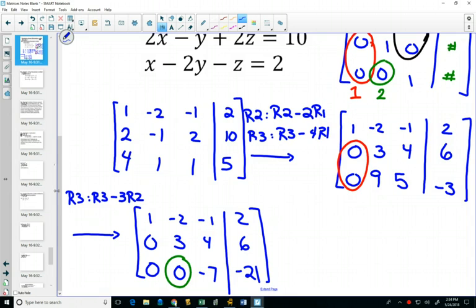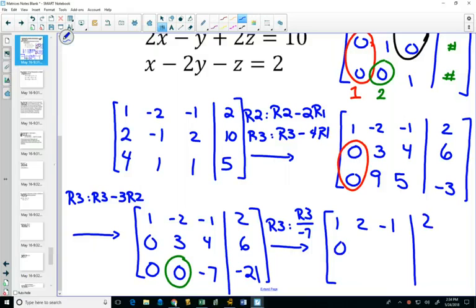At this point, before I get my next zeros, you know how it was easier to get these 2 zeros because we had a 1 in the top left-hand corner? Can you see I can make a 1 in my bottom right-hand corner now? I can take row 3 and make it equal to row 3 divided by negative 7. Divided by negative 7 is the same as multiplying by 1 over negative 7. So this is not changing. 2, negative 1, 2. This one's not changing.